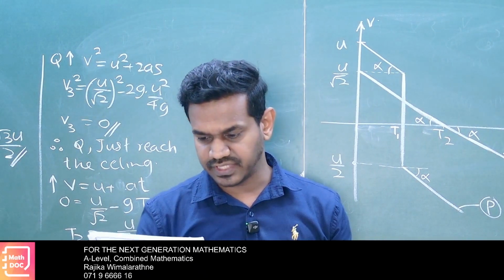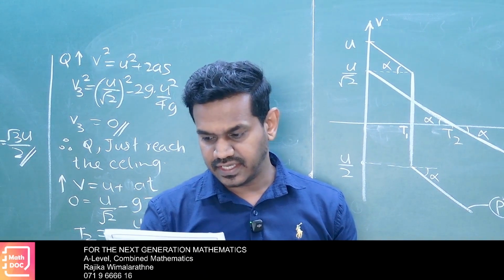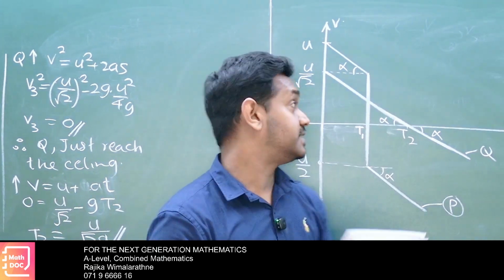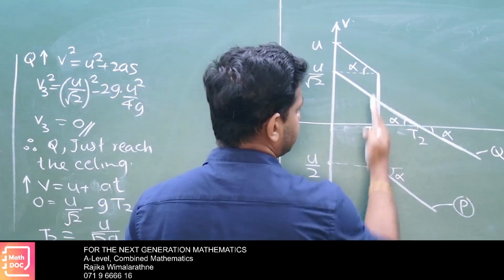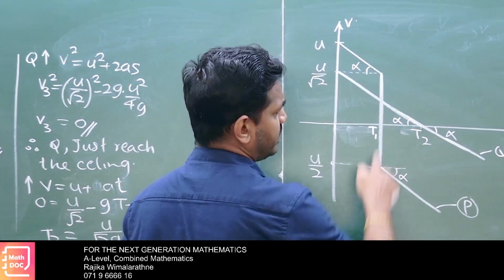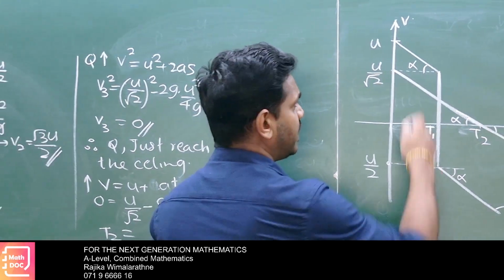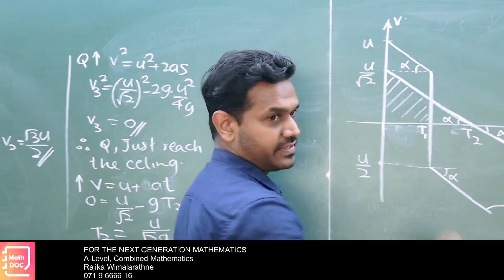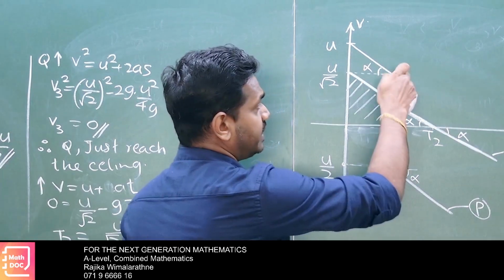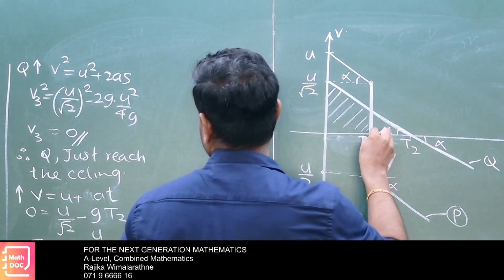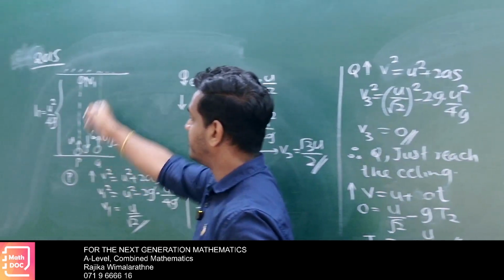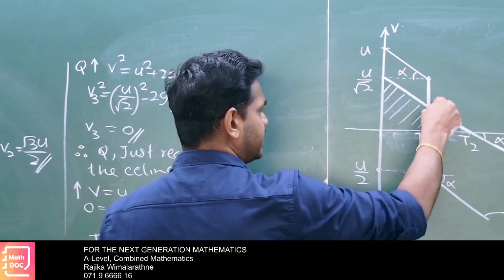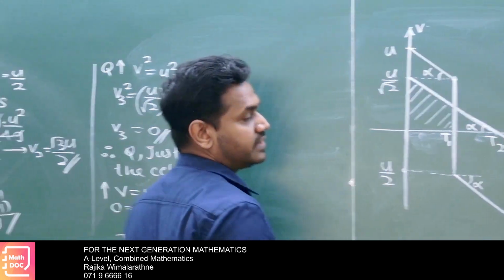Using the velocity time graph, show that the instant when P strikes the ceiling, Q is at a vertical distance below the ceiling. So when P strikes the ceiling, here it is, at this level, then Q's height is this, from the ground level. So when particle P hits the ceiling at this point, the second particle Q is moving upward. Then at this time, the bounded area we call the height. That is the height now.